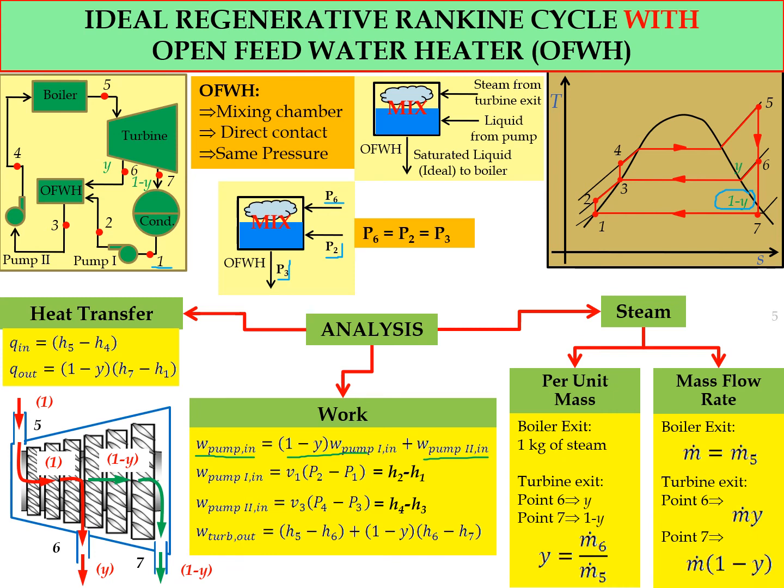And then we go into the mass flow rate system. The boiler exit has the overall mass flow rate, and the overall mass flow rate is equal to the mass flow rate at state 5, and the turbine exit at point 6 has m dot times y mass flow rate, and the rest, which is the outlet at point 7, is m dot times 1 minus y. So please carefully look into this analysis and make sure you understand the difference between y and 1 minus y, and also the value of x, which is the moisture content at state 7.